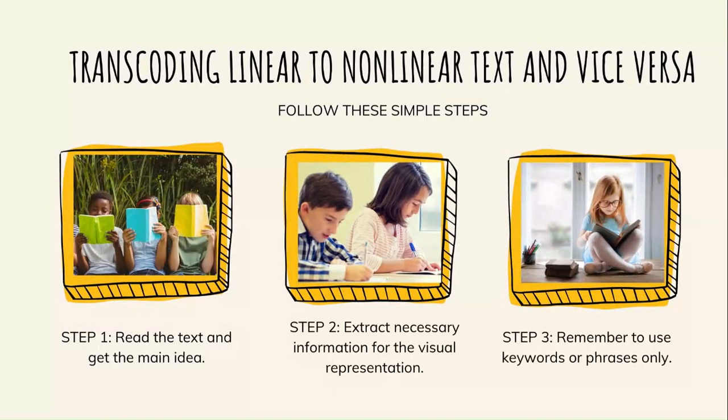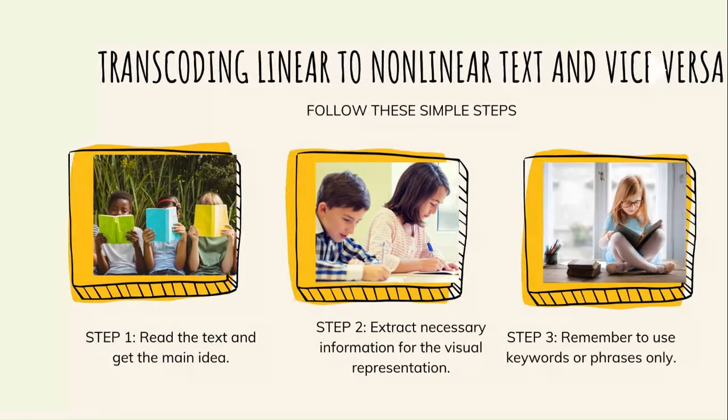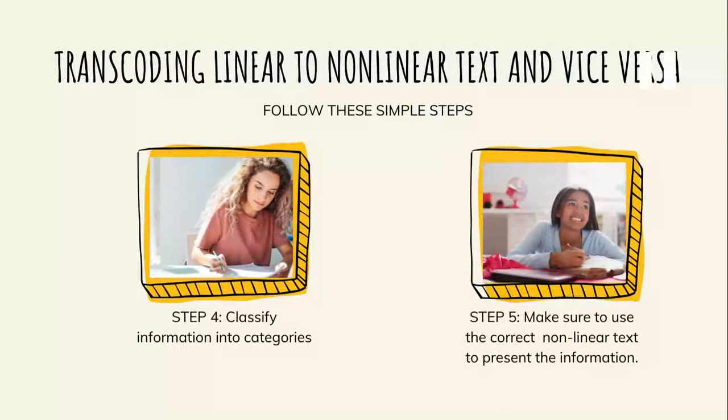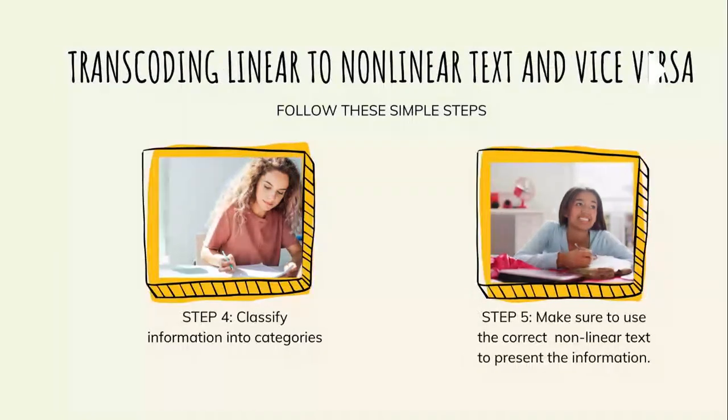Step 1, read the text and get the main idea. Step 2, extract necessary information for the visual representation. Step 3, remember to use keywords or phrases only. The fourth step is to classify information into categories. And step 5, make sure to use the correct nonlinear text to present the information.